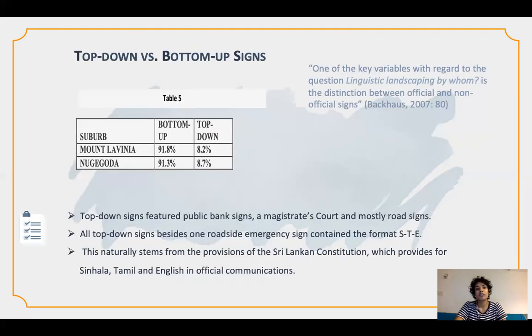Right, so top-down versus bottom-up signs are quite important to see how language policy and planning trickles down into actual society. As you can see, Sri Lanka is quite a free country. Private vendors are able to just advertise as they wish, so you see a majority number here. The top-down minority signs, however, are quite equally available in both suburbs, and they follow that STE format. It stems naturally from the provisions of the Sri Lankan constitution, where Sinhala, Tamil, and English are required in official communications.